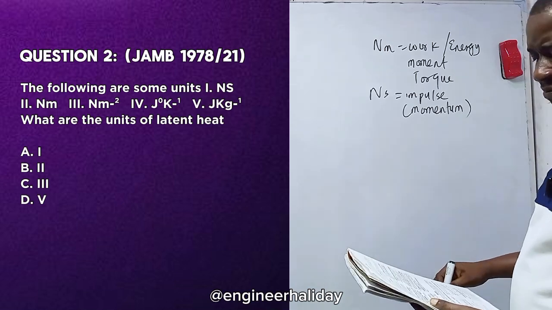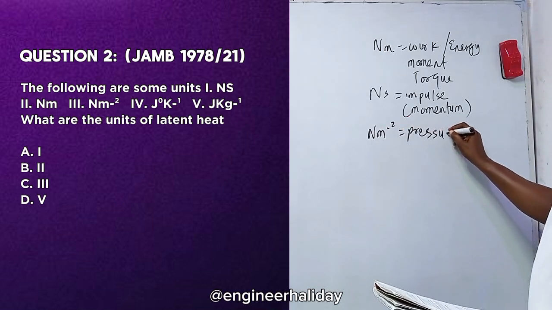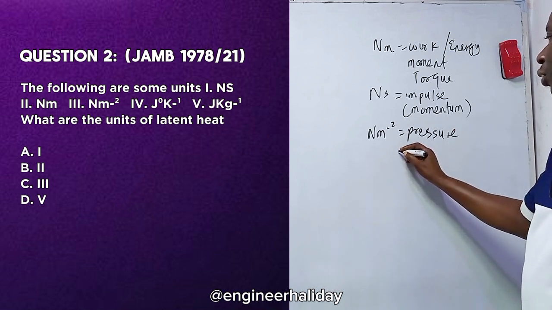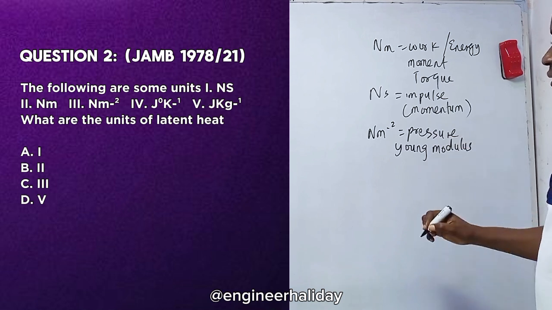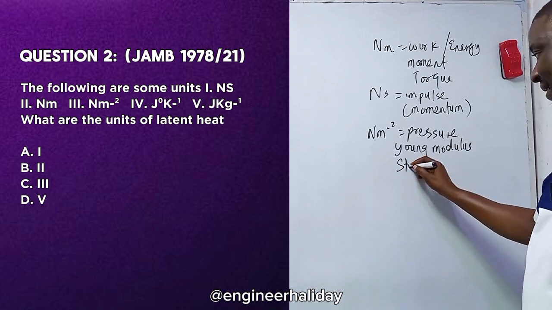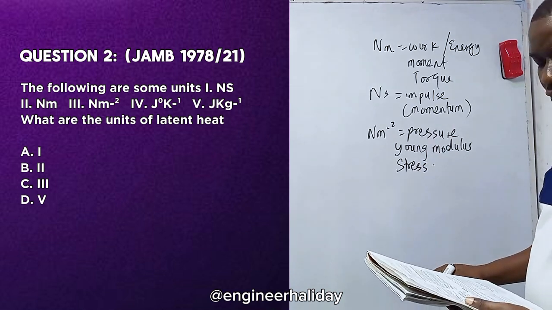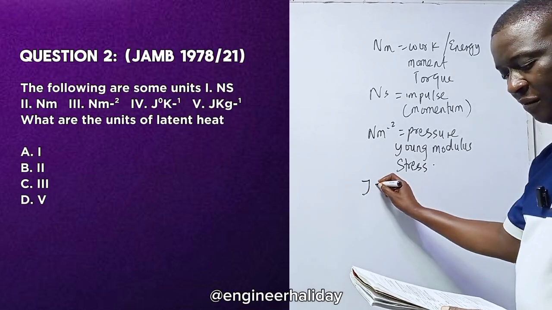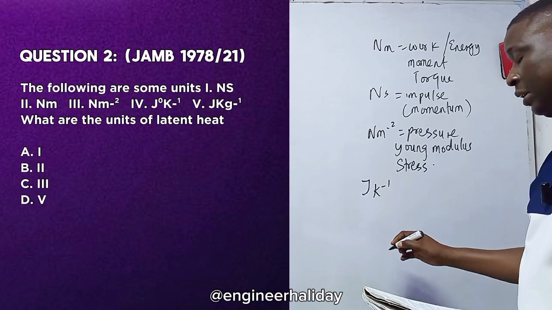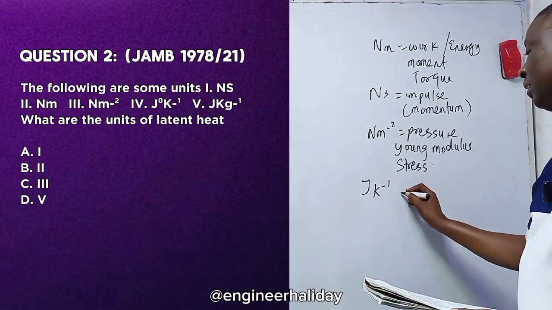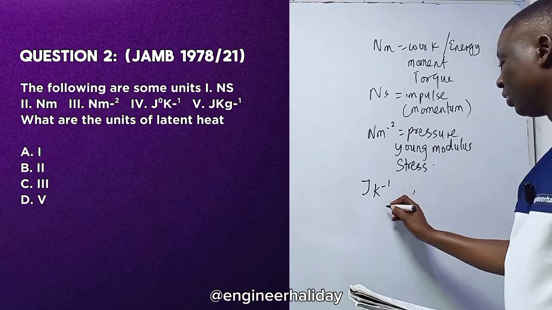Roman figure 3, Newton per meter square. Newton per meter square is for pressure, the unit of pressure. It can also be for Young modulus. It can also be for stress. Stress is also Newton per meter square. Then Roman figure 4 is joules per Kelvin. Now, joules per Kelvin is a unit that shows energy or work over temperature.